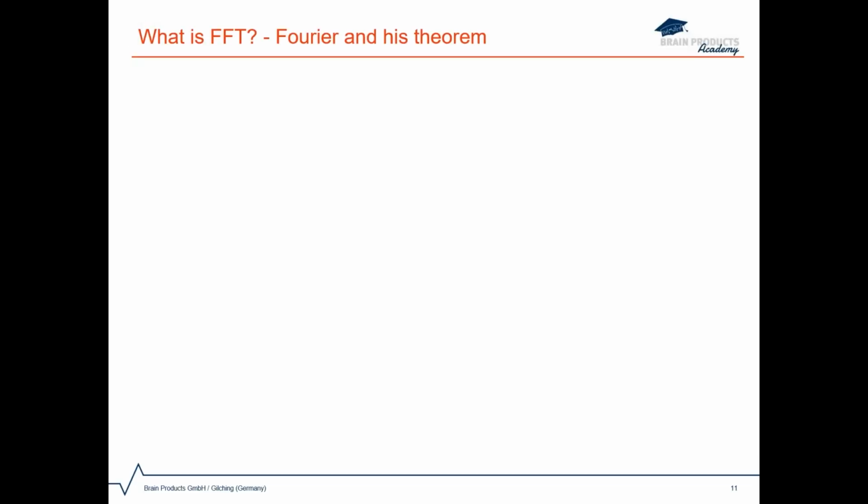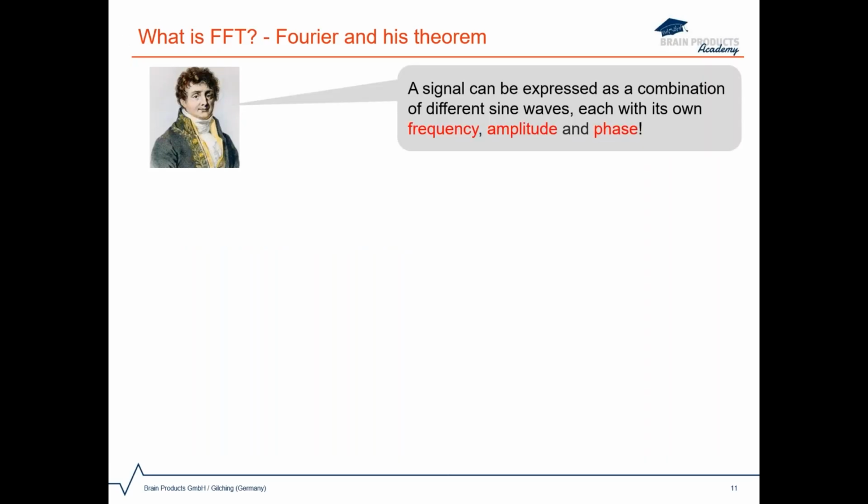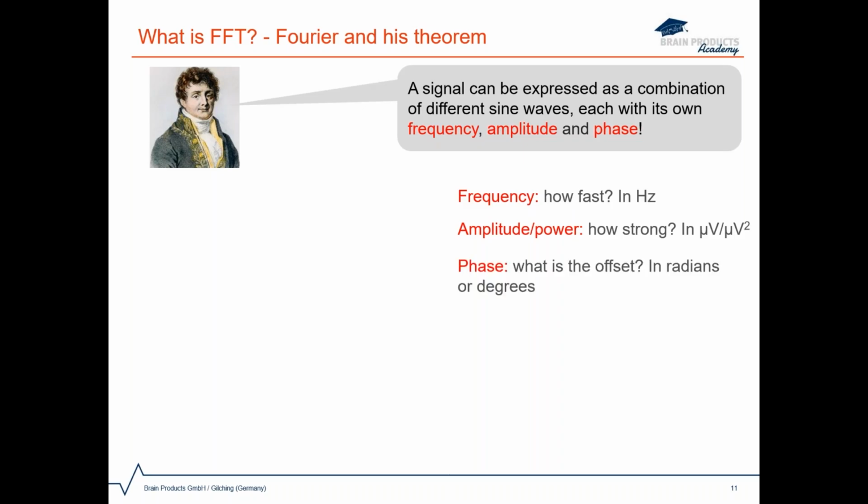Let's begin. So, what is Fourier transform? According to Joseph Fourier, any signal can be represented as a summation of simple sinusoids, namely sines and cosines. Each of these sinusoids are defined by their frequency: how fast is the oscillation, measured in cycles per second or hertz; amplitude or power, the strength of the signal; and phase, that tells us the offset of the oscillations from its starting point, measured in radians or degrees.